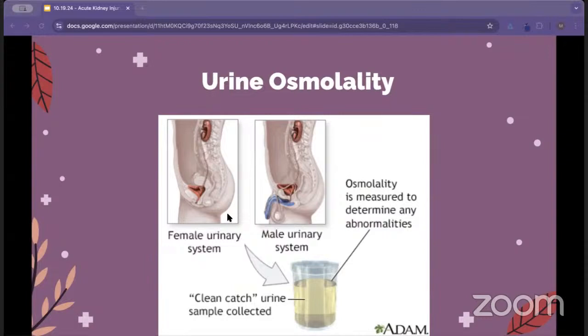There's also something called urine osmolality, and this is useful because it measures how concentrated the urine is. In AKI, if there is a high osmolality, like greater than 500, that often indicates pre-renal causes, basically telling you that the kidneys are concentrating urine. And if there's a low osmolality, less than 300, that indicates intrarenal causes like acute tubular necrosis, like I said before, where basically the kidneys are the culprit and they can't concentrate urine as effectively.